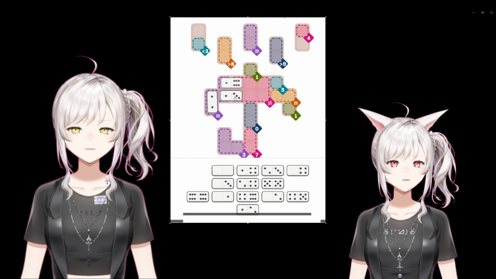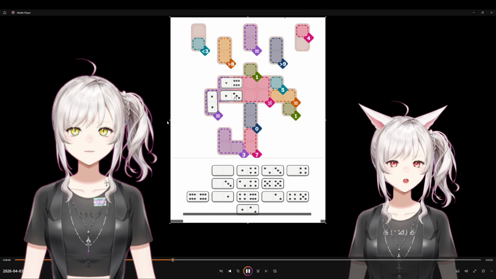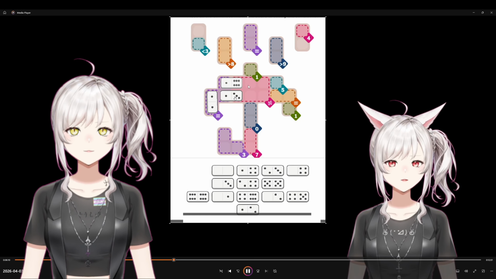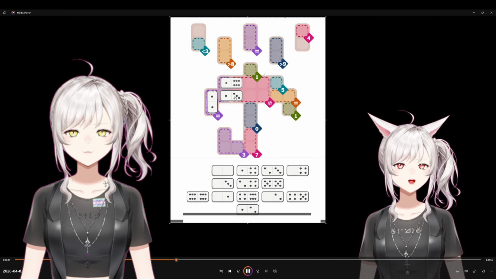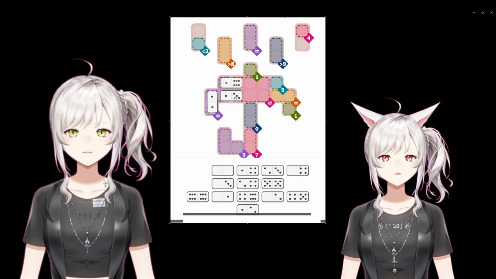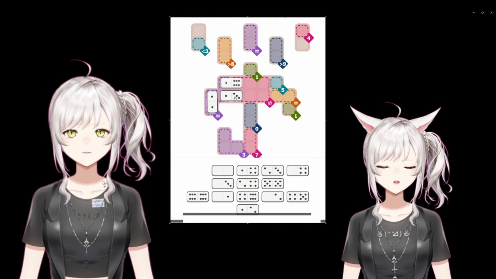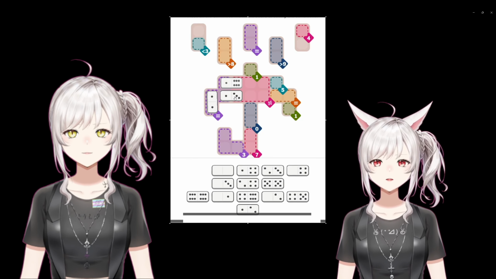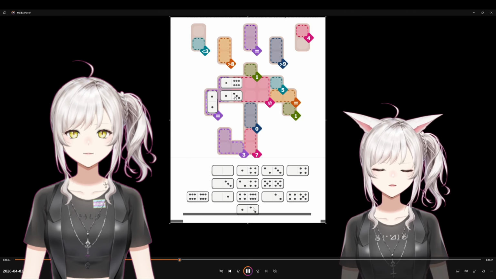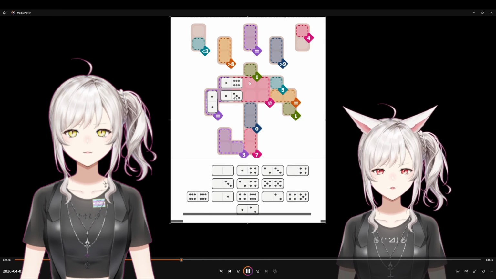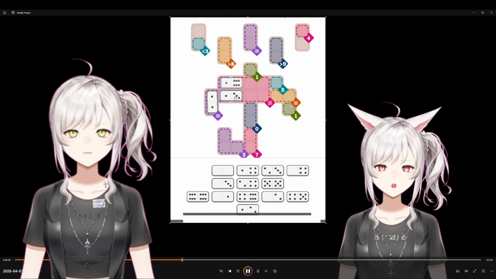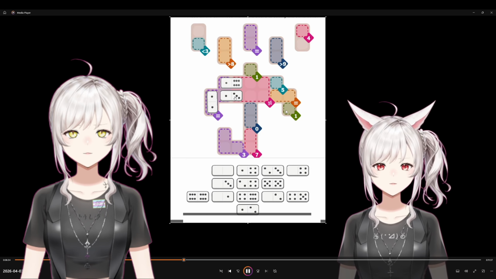1, 0, 1, 2. Hang on. Am I terrible at counting? No, 1, 4. That's the other one. Okay. The other one. 1, 0, 1, 2. 1, 0 doesn't work there, obviously. 1, 2 could if there's a 5, 0. Is there a 5, 0? No, but there's a 3, 0.